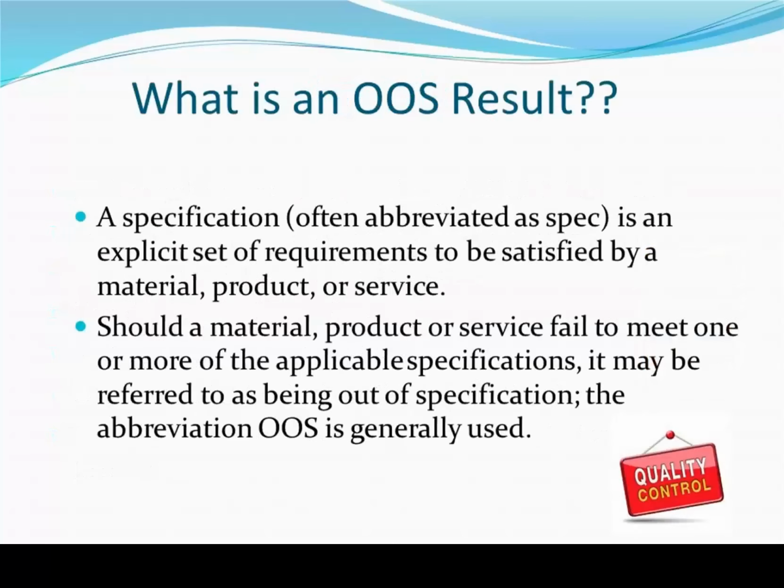So what is an out of specification result? We have obviously in our companies testing that goes on in the quality control laboratories. Every one of those tests should have a specification that is assigned to it. The specification is an explicit set of requirements to be satisfied by a material, product, or service. So obviously we have these set up so that our product will actually maintain its safety, efficacy, potency throughout its life cycle. So these specifications are extremely important.